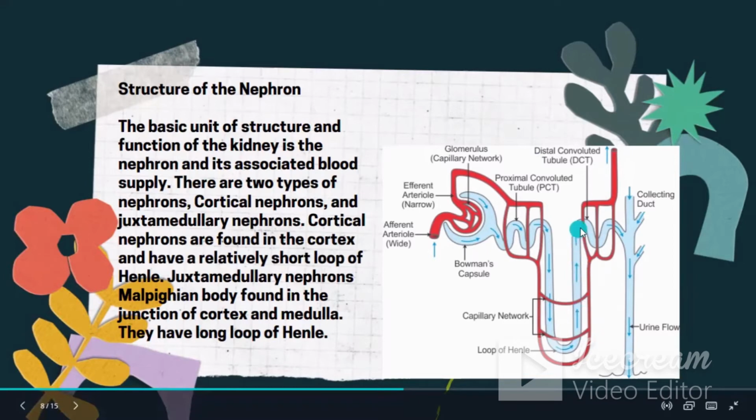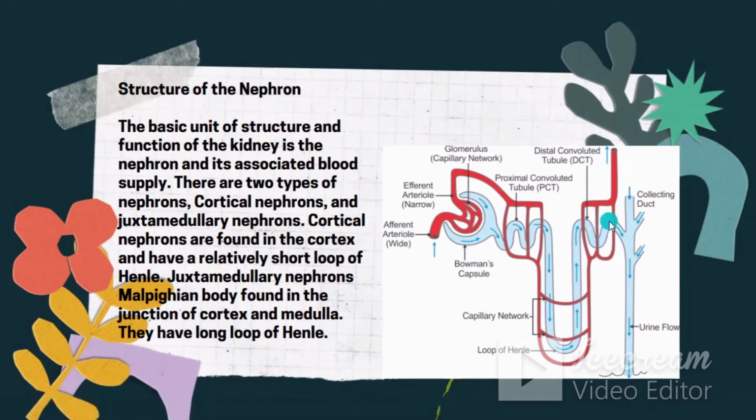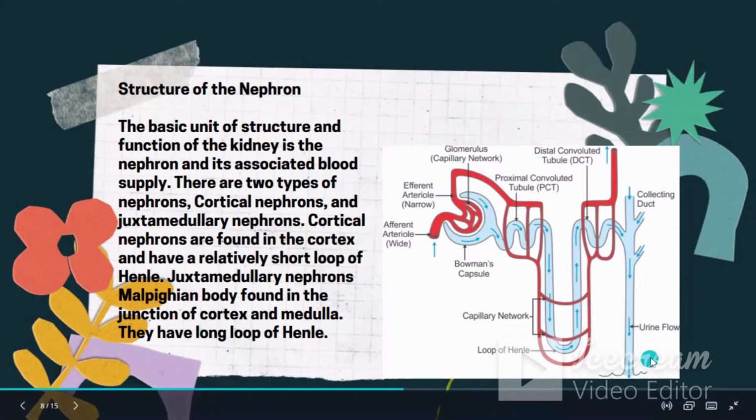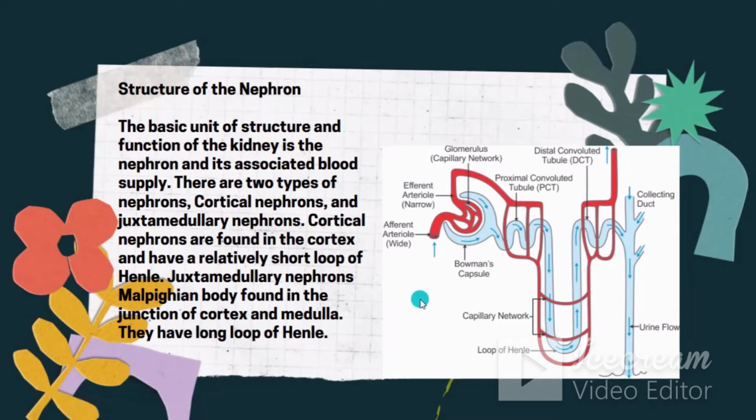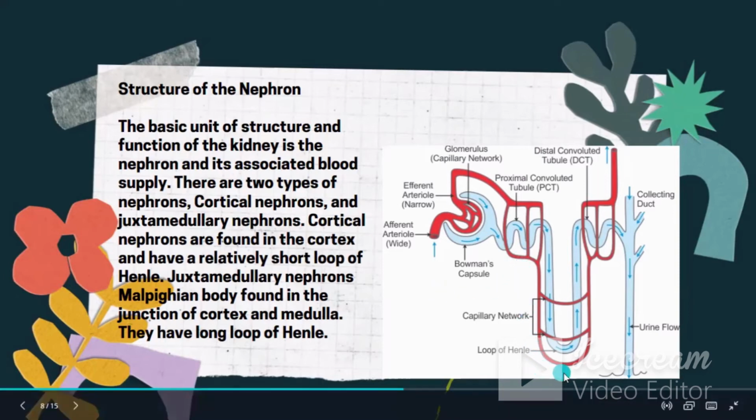The ascending limb is connected to another coil-shaped tube called the distal convoluted tubule. Many distal convoluted tubules are connected to a collecting duct. These collecting ducts are connected to the ureter, which is connected with our urinary bladder. These are the structural and functional features of the basic unit called the nephron. And some nephrons have a very long loop of Henle.